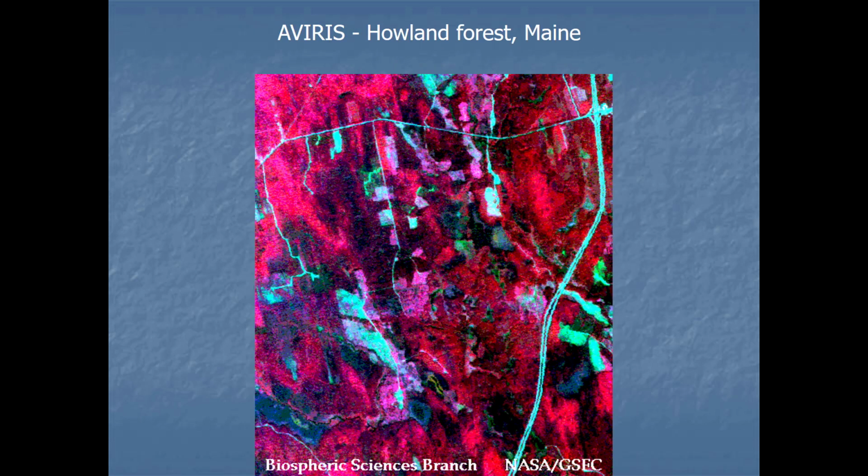This is an AVIRIS image, and you can see that urban areas are shown in bright blues, and we see a road, several roads, and we also see water bodies and then plots of land. Remember that man-made features tend to be geometric, and natural features tend to be rougher or more unpredictable in shape.